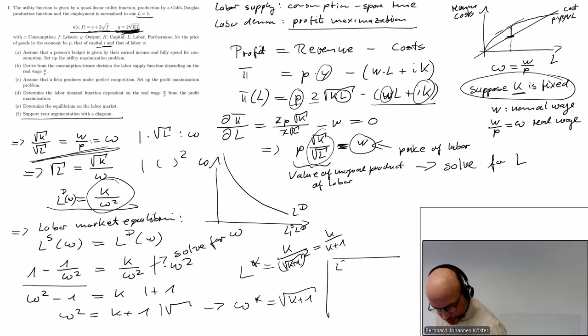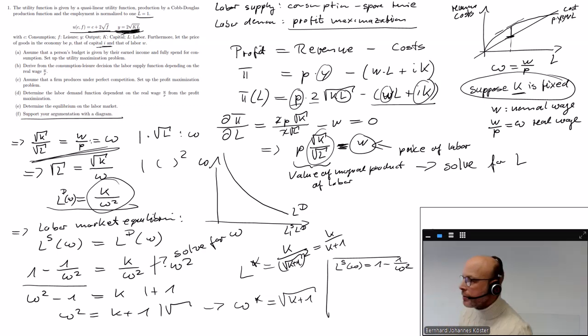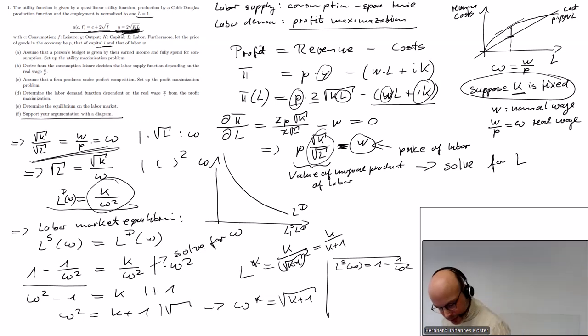So how does labor supply of omega equals 1 minus 1 over omega squared look? I already have argued that it is an increasing function, and now I want to know how it looks. Well, here I see if omega is 1, then labor supply is 0, okay? 1 minus 1 over 1 squared is 0. So I'm starting then somewhere here.